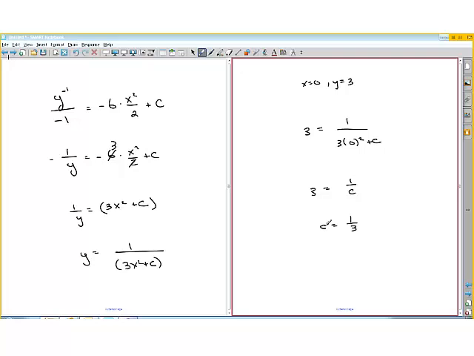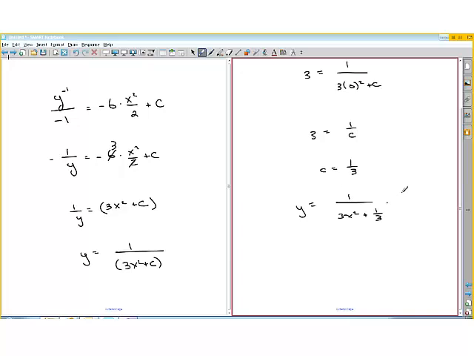I'm just making sure I'm doing it right here. This is number 50. Okay, yep, c is 1/3. So plug that back in. We get 1 over 3x squared plus 1/3. And if we multiply the numerator and the denominator by 3, we get 3 over 9x squared plus 1. So that's our solution.